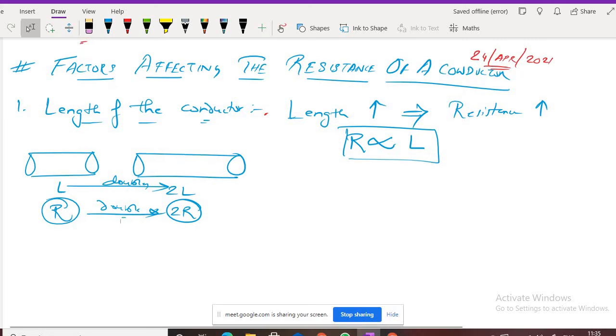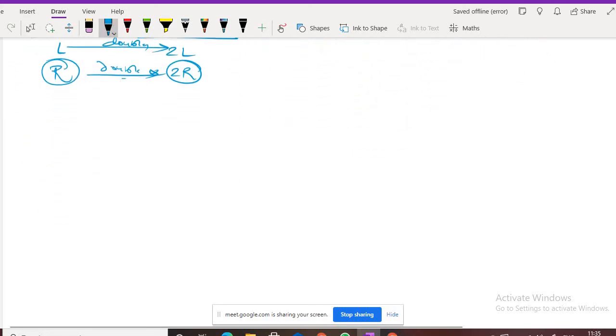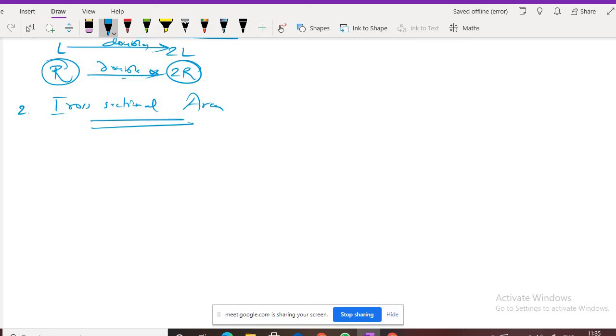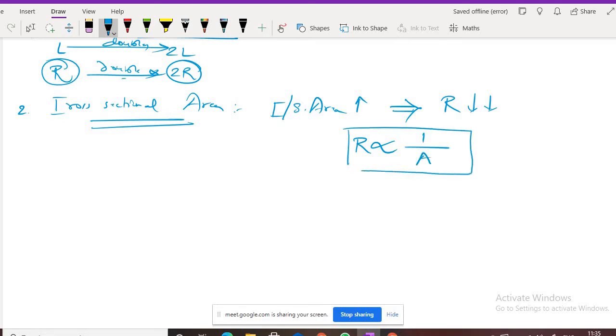Now the next factor, my dear, the second factor on which the resistance of a conductor depends is the cross-sectional area. How does the cross-sectional area vary? As the cross-sectional area increases, the resistance of the conductor will decrease. That means resistance is inversely proportional to the cross-sectional area. So R is inversely proportional to the area.